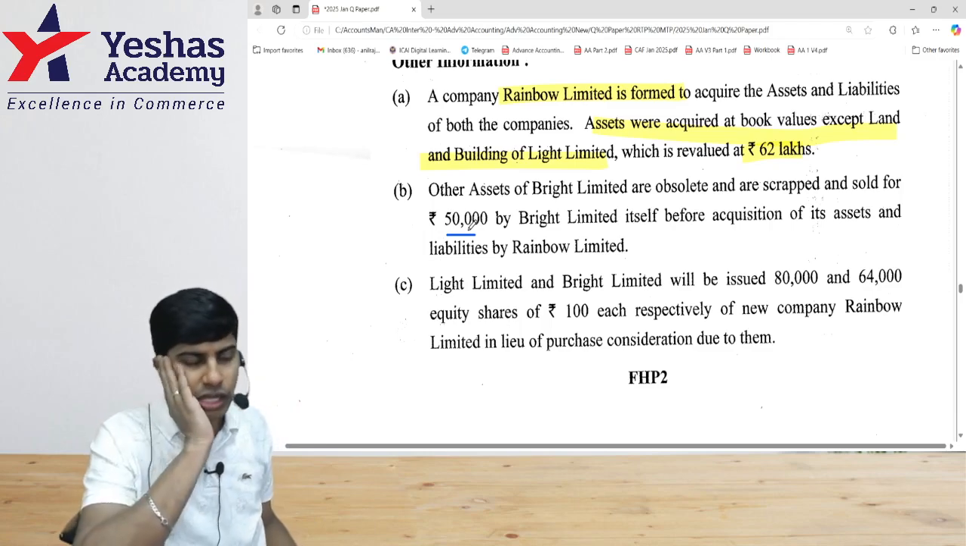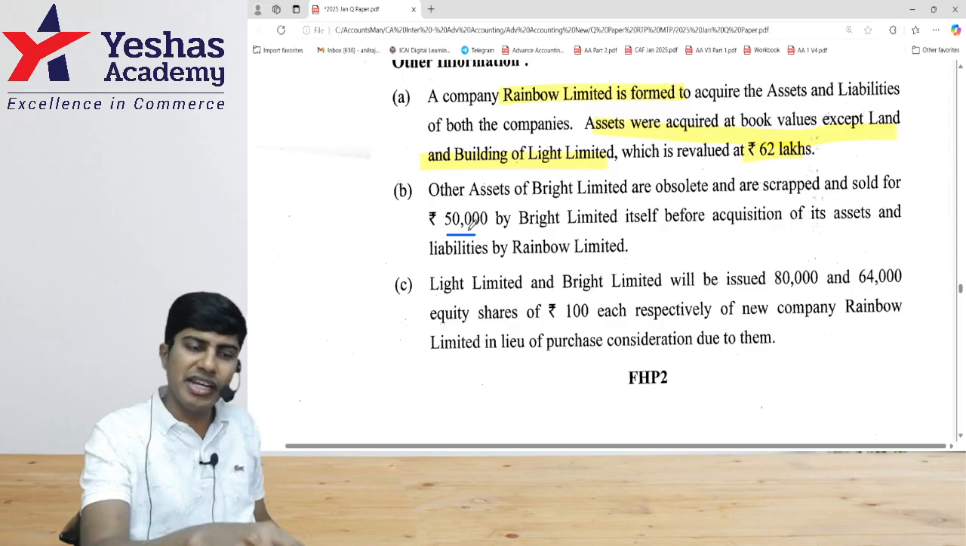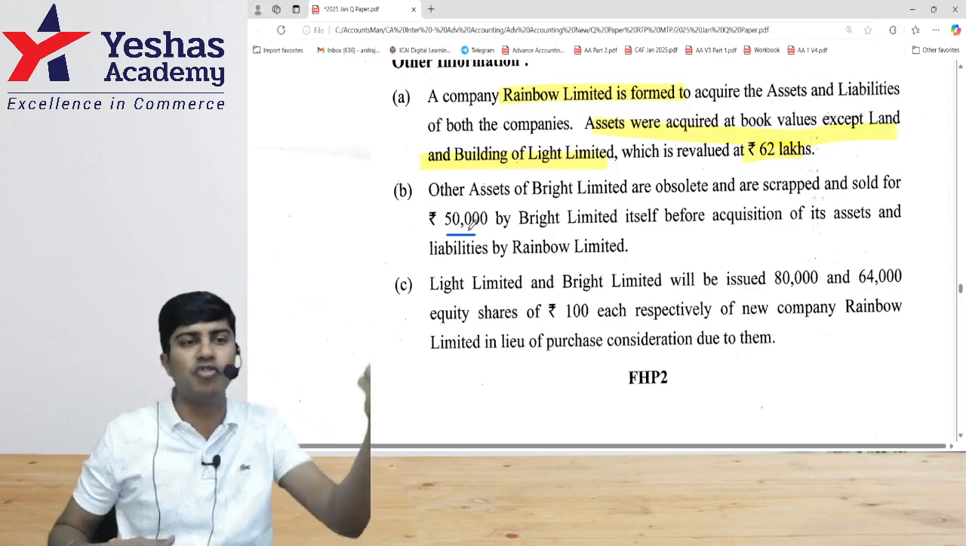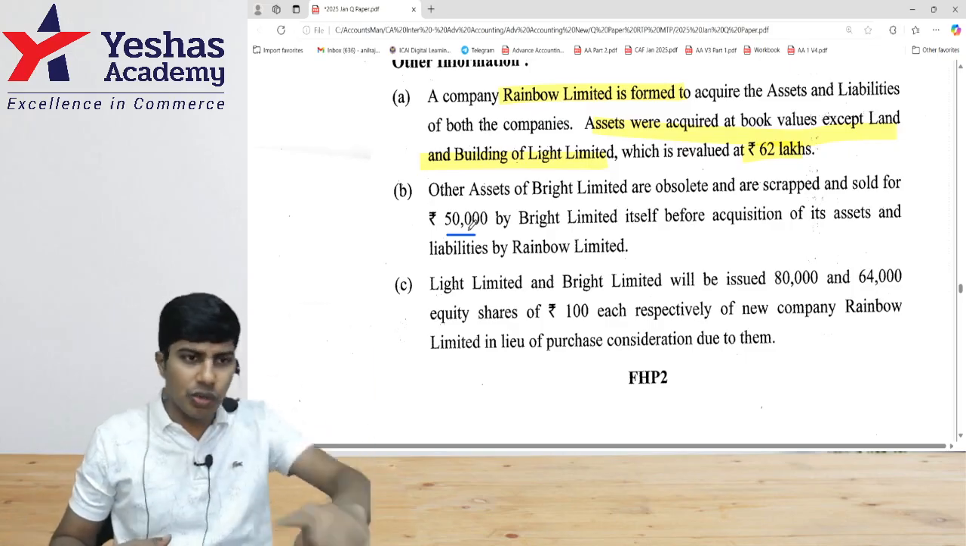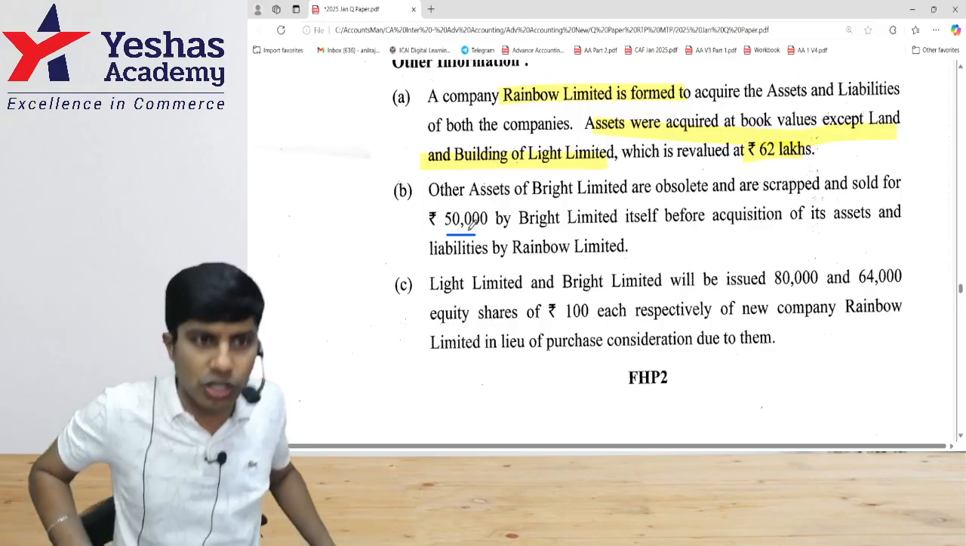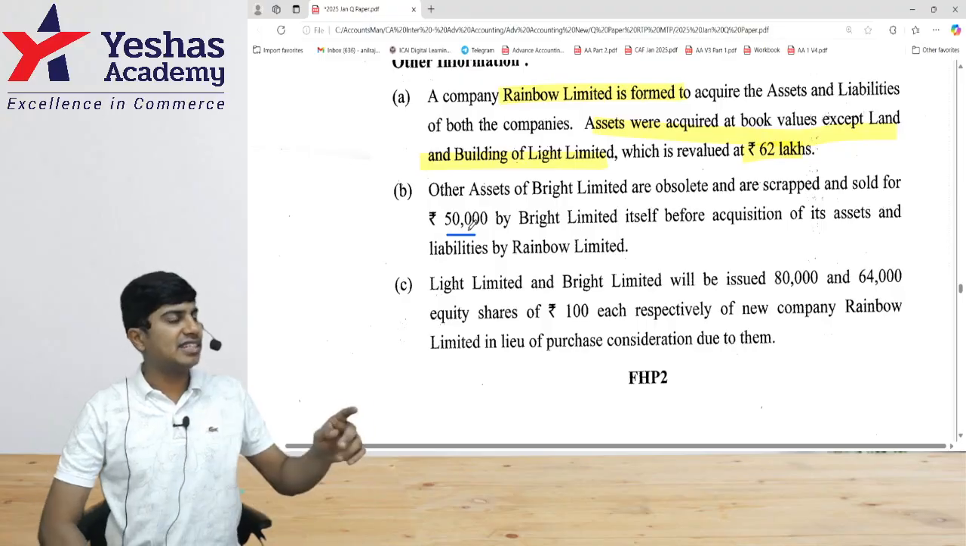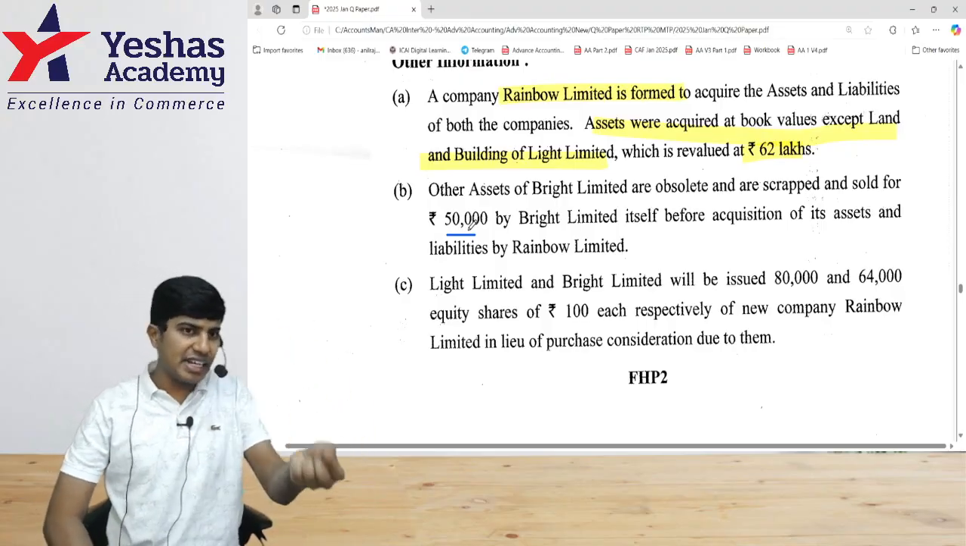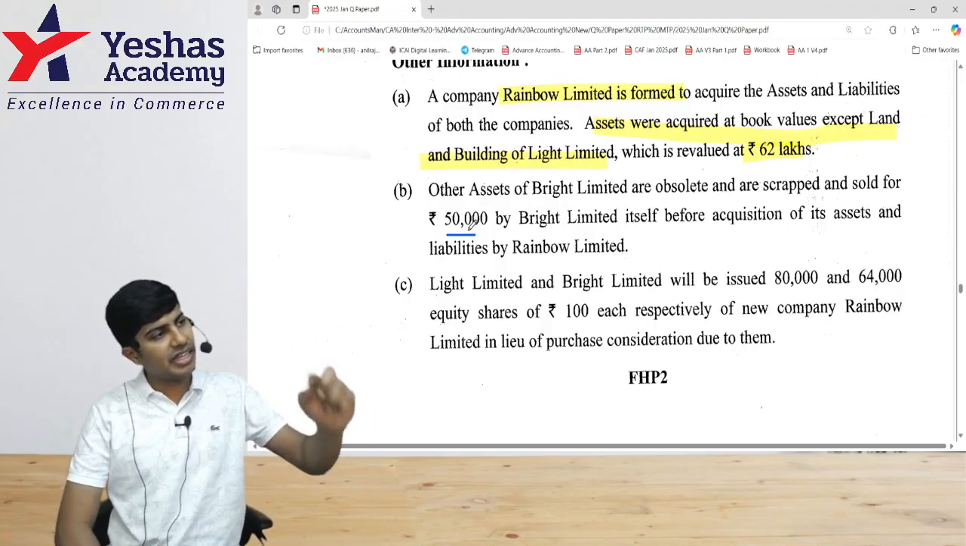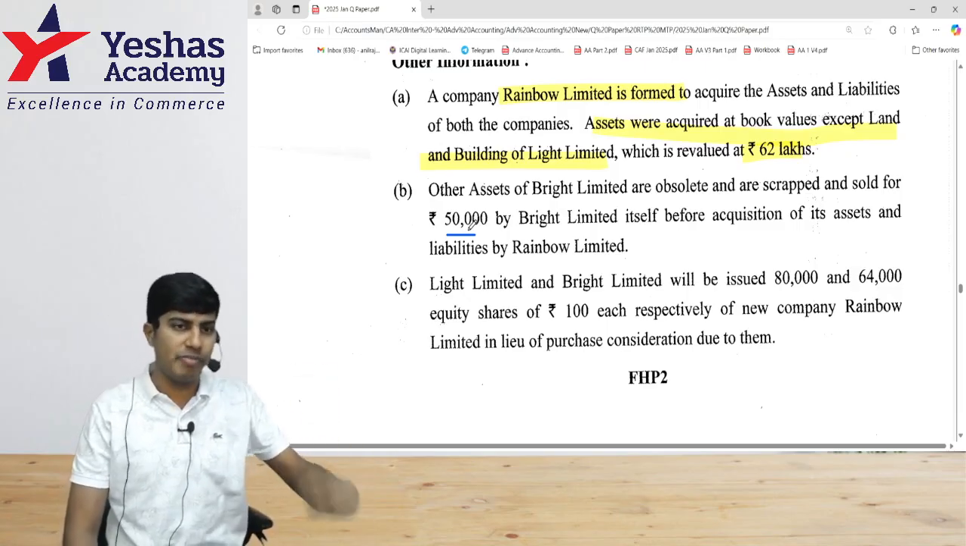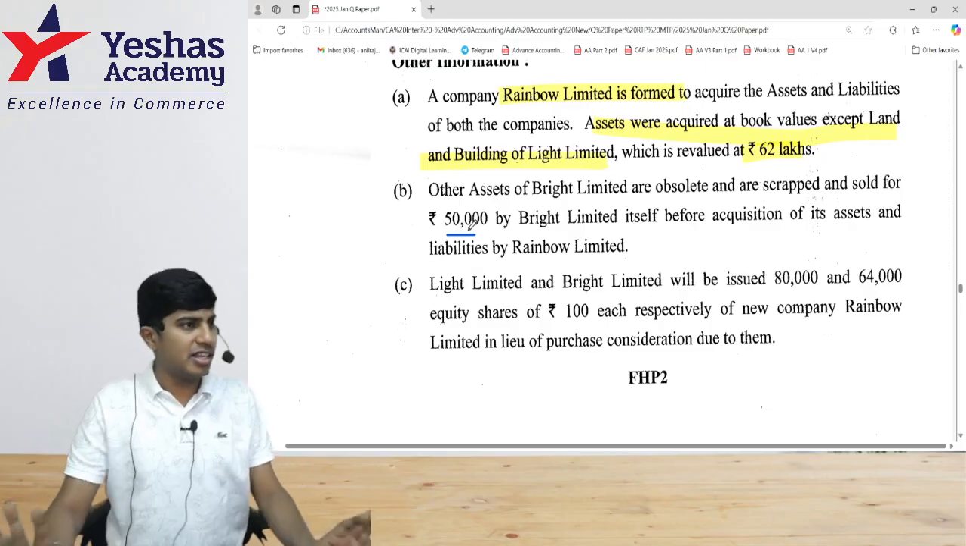What is your assumption? The assumption that I am going to go with is that both the companies are coming together to form a new company. All the assets are taken over, including the bank balance or cash balance. So I am assuming that the other assets sold by Bright, and the consideration that arises, is included in cash, or is separately taken over by way of bank by Rainbow Limited. That is my assumption.